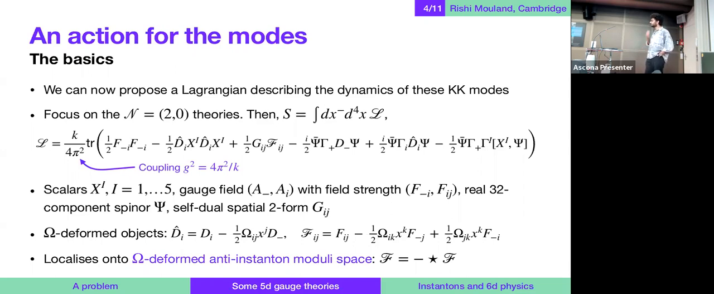That's interesting. Just a basic question. So you put the theory on a finite size interval x plus. What boundary conditions do you put at the end, and does it matter? It's a very good question.